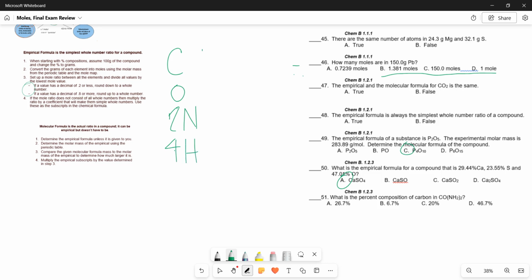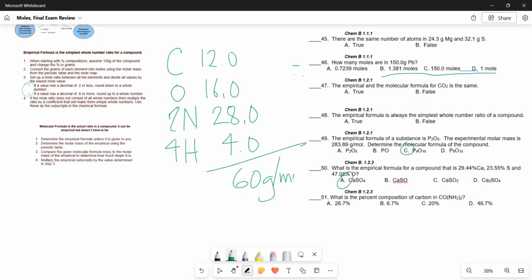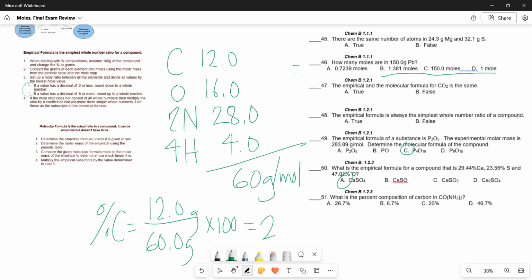So carbon weighs 12.0 on the periodic table. Oxygen weighs 16.0 on the periodic table. Nitrogen weighs 14, so 2 of them is 28.0, and hydrogen weighs 1, so 4 of them is 4.0. So when I add this together, I'm going to get 60 grams per every mole as the weight of this. Well, I only need to know carbon. So what is the percent of carbon? Well, carbon in this compound takes up 12 grams of the 60. So I'm going to divide these times 100, and its percent composition is actually 20%. So our final answer is C.